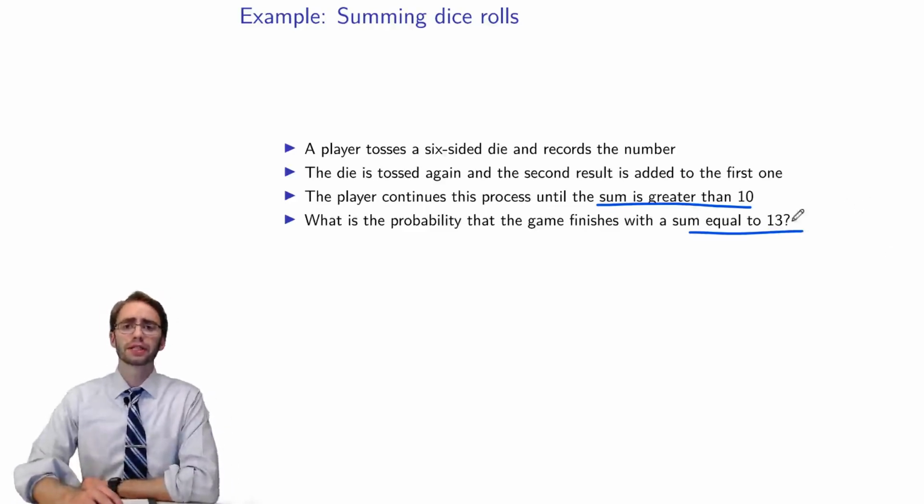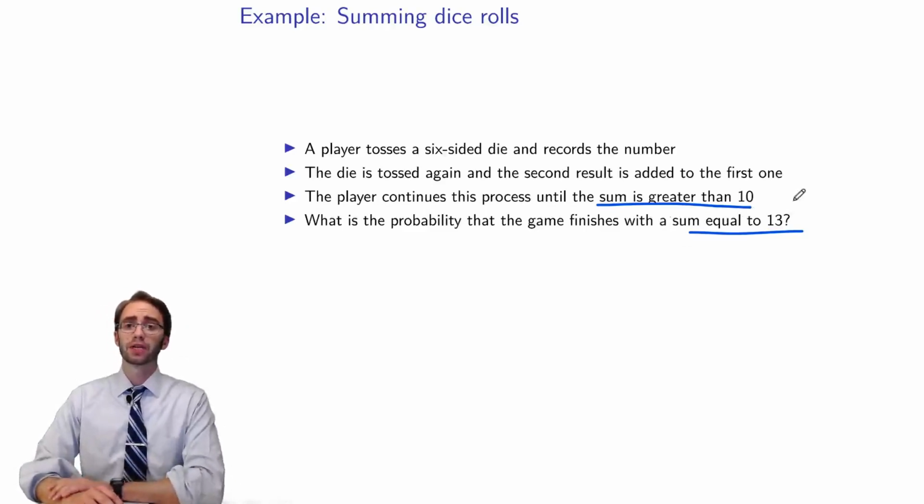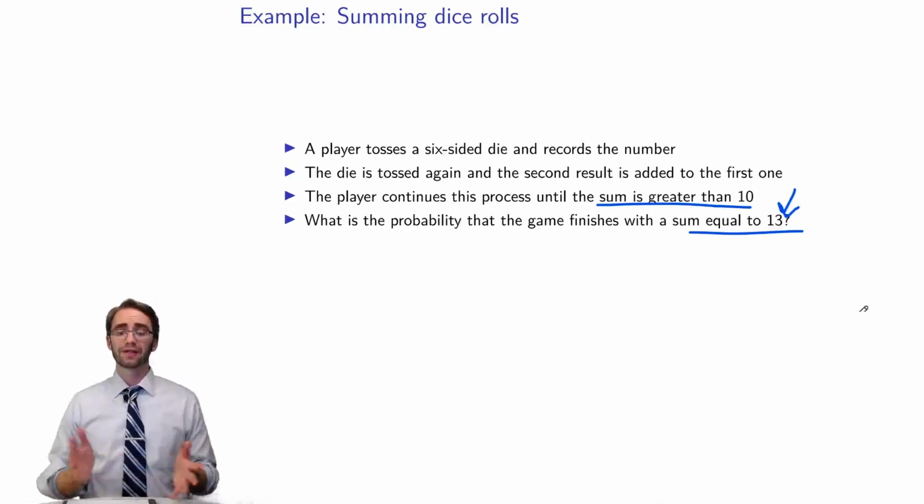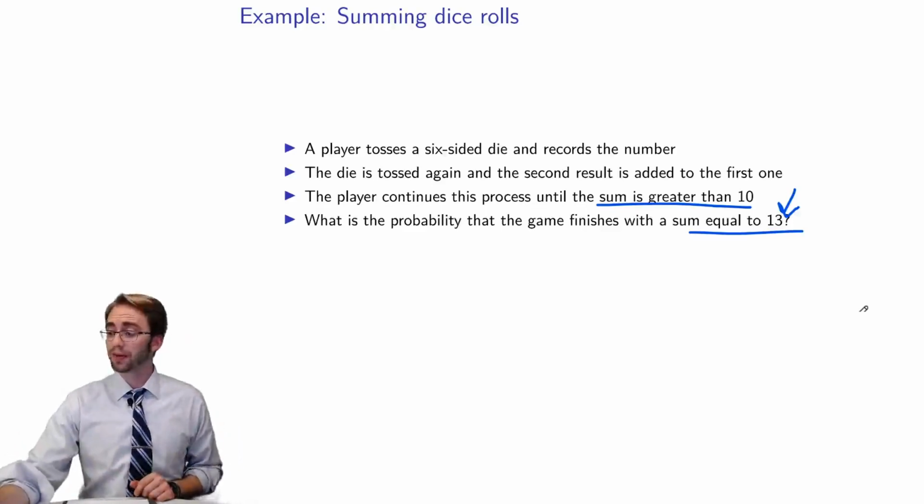And so the question is, what is the probability that when you finish this game, you finish with a sum of 13? Of all the numbers you could end with, 11 to 16, what's the probability that you end with a sum equal to 13? Okay, so let's model this as a Markov chain and see what that should look like.